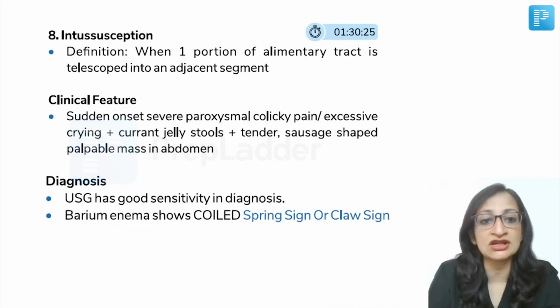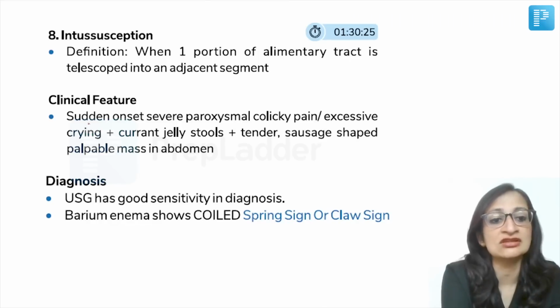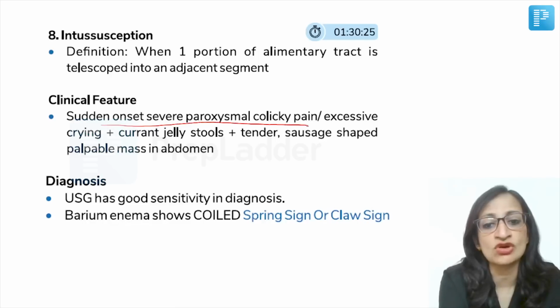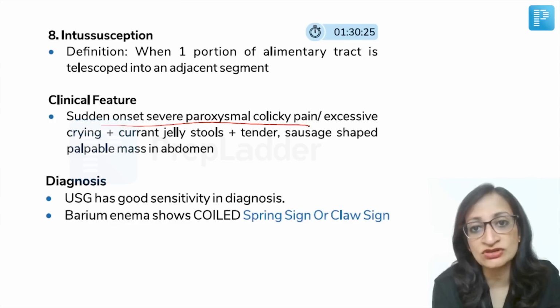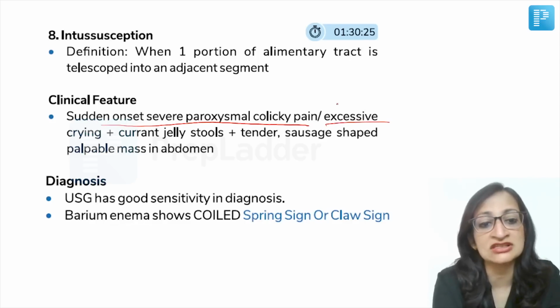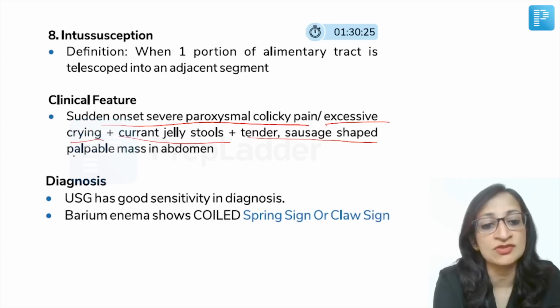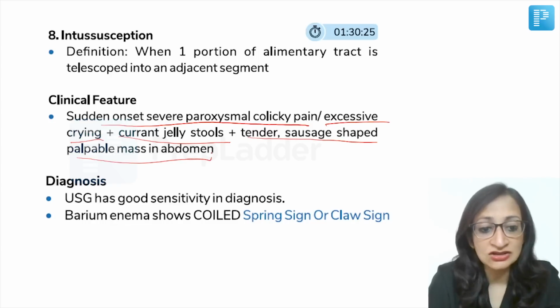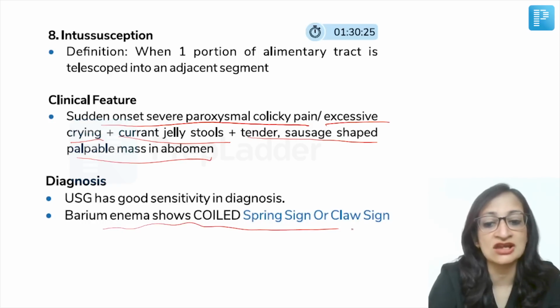In our videos and notes, again we have discussed intussusception and the clinical scenario where you'll suspect it: sudden onset severe paroxysmal colicky pain. And the baby of course is not going to say that the baby has pain. So there can be excessive crying, you can get currant jelly stools, and you can get a tender sausage-shaped palpable mass in the abdomen. And the barium enema shows the coiled spring sign or the claw sign.